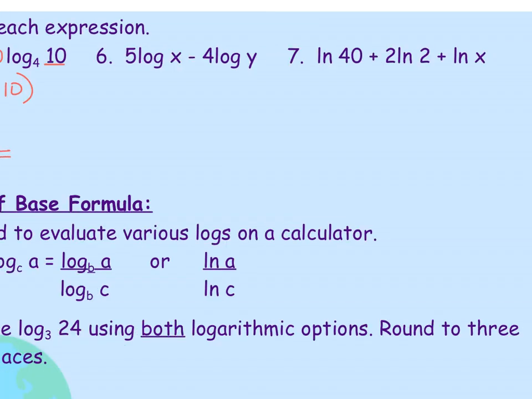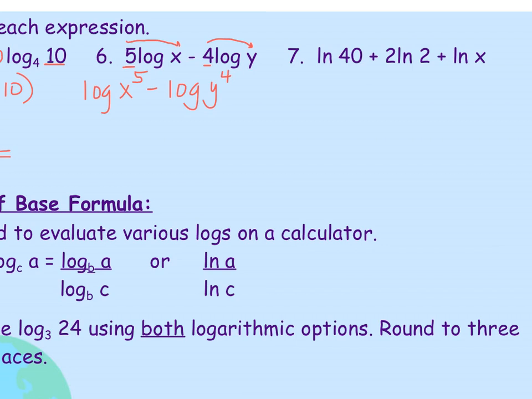Here we have 5 log x minus 4 log y. Couple of things happening here. We have coefficients out in front, and that's the opposite of the power property. So if they're coefficients out in front, and we're trying to condense this, that means they technically were exponents before. What we can do then is just rewrite this as log of x to the 5th minus log y to the 4th. And then we have that subtraction.